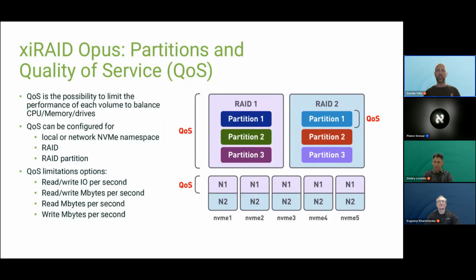xiRAID Opus is not just a RAID engine, it's more than that. We also support partitions, so you can create a RAID and partition the RAID into multiple partitions. And we also support quality of service, so you can set independent quality of service limits to each of the partitions. And there are multiple limits that you can set up in the quality of service depending on mixed, read, write, random or sequential workload, or purely read or purely write. So a lot of flexibility for different purposes.